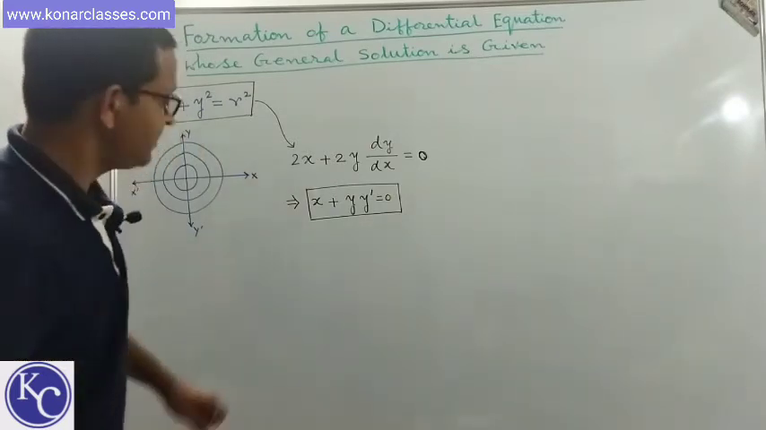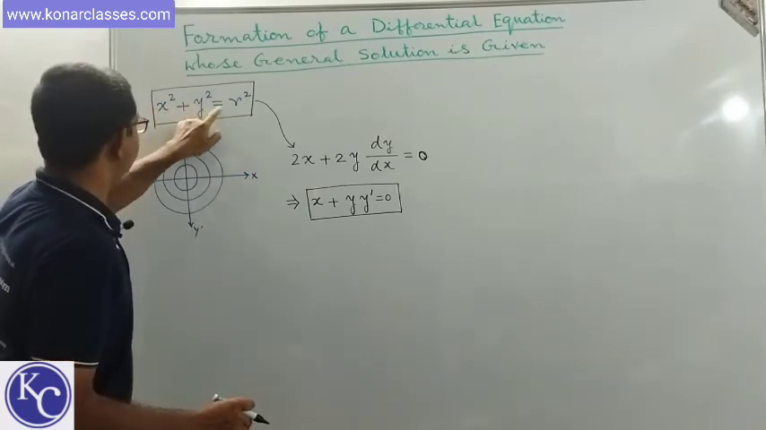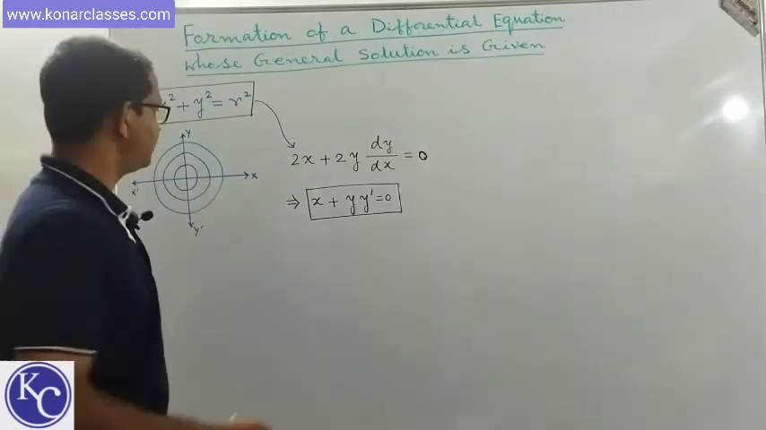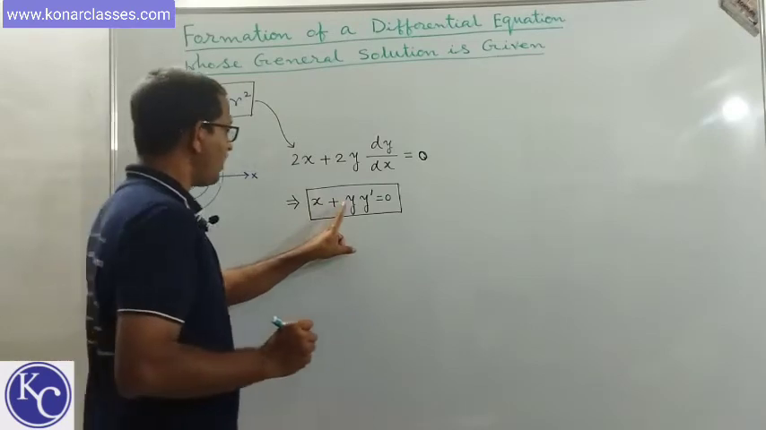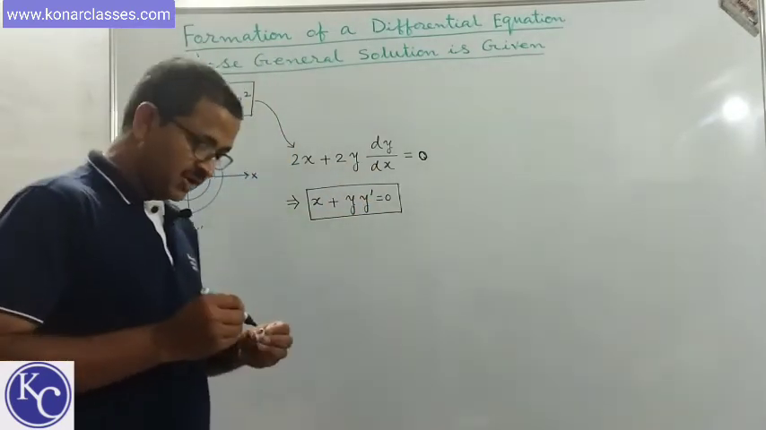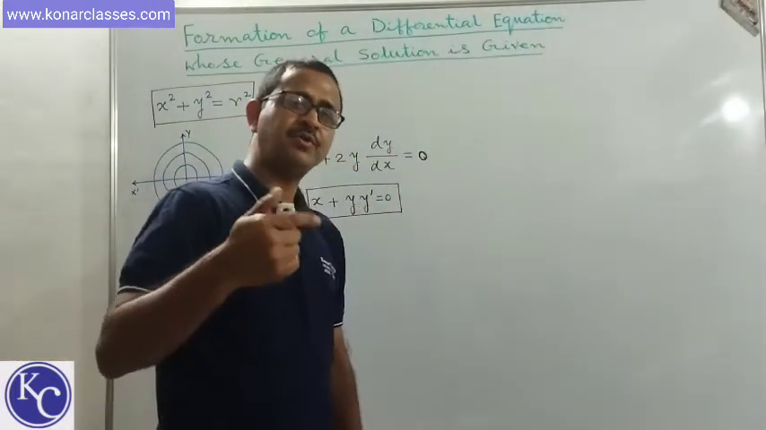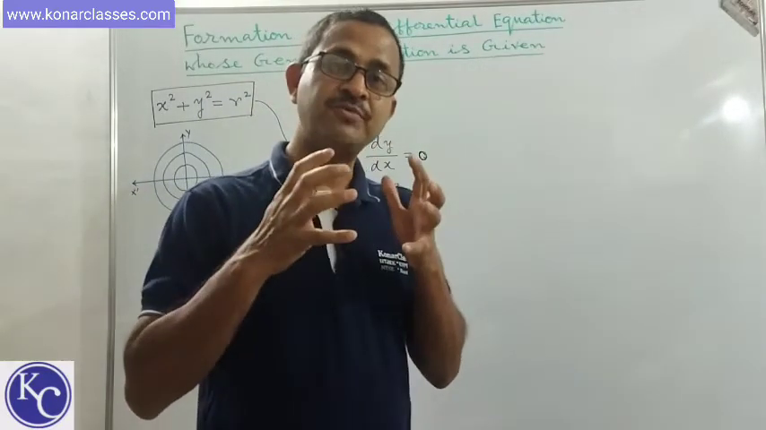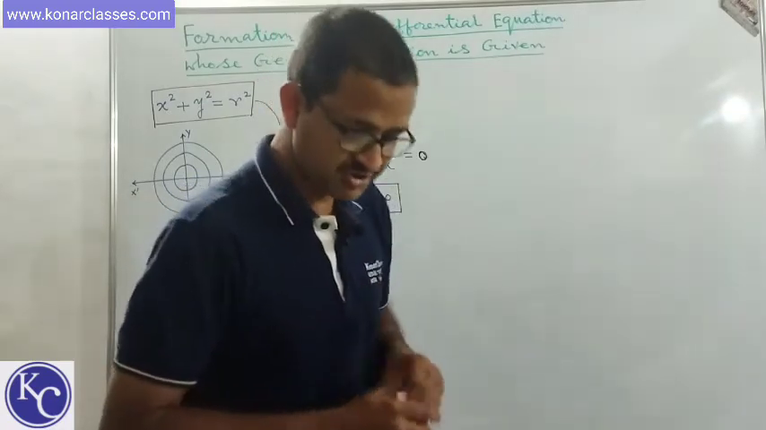Or I can say that the family of curves represented by the equation x square plus y square equal to r square, where r is an arbitrary constant belonging to the set of real numbers, is represented by the differential equation x plus y into y dash equal to 0. y dash means dy/dx. Got it? Now let's take another example. After looking into a couple of examples, then you will find the procedure. What procedure you should follow to form a differential equation whose general solution is given.